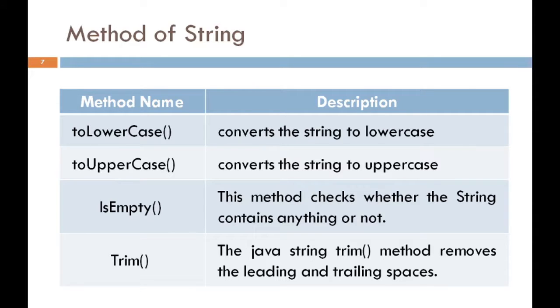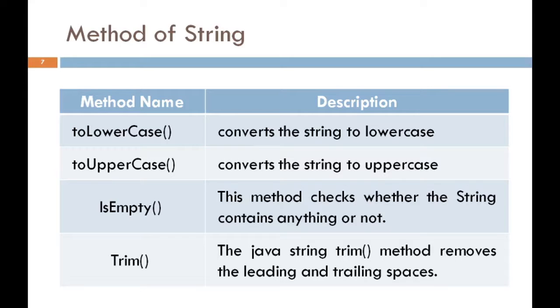Like this, if I have one string which has a blank value and another string which has the value hello, then if we check str1 isEmpty, it returns true. Why? Because the value of str1 is empty. And for str2, if we check isEmpty, it returns false. Why? Because str2 has the value hello. So the isEmpty method is used for checking whether the value of the string is present or not.